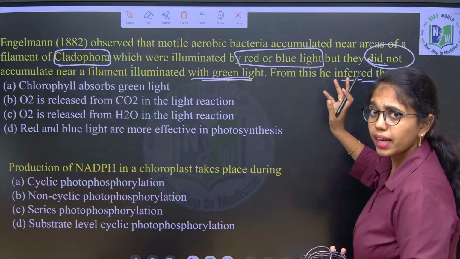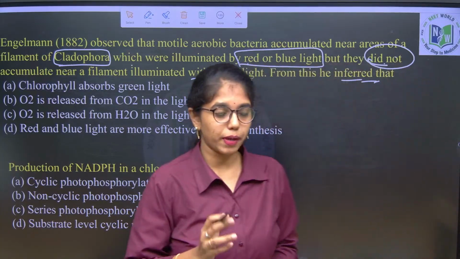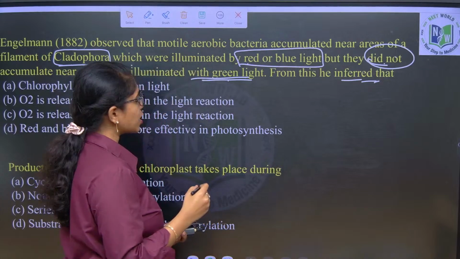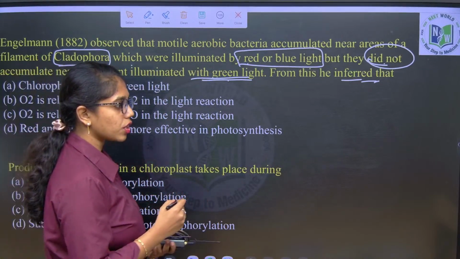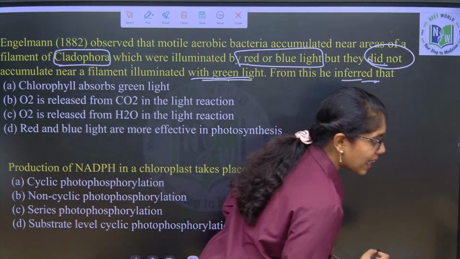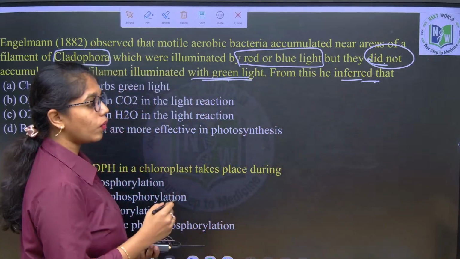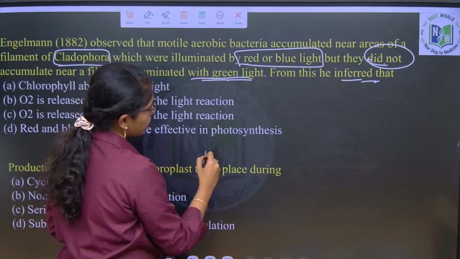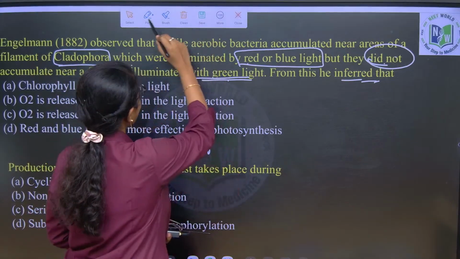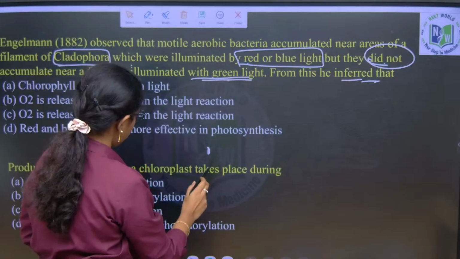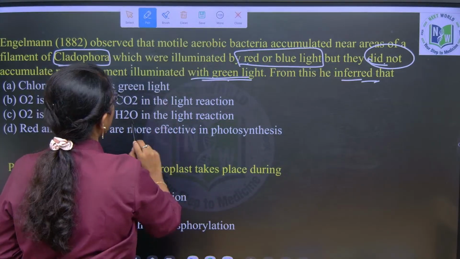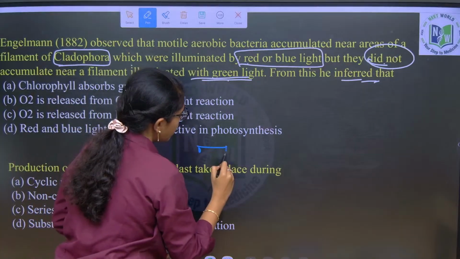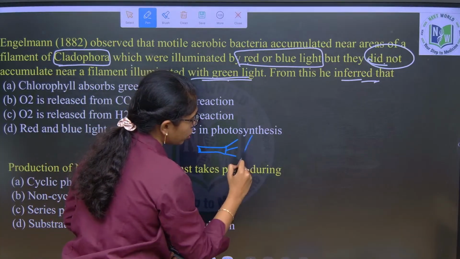Let us quickly recall Engelmann's experiment. What experiment has Engelmann done? Oxygen is released from water in the reaction. No, Subhashita, it is not option C. Look into the question properly. It is stating that first a light is exposed onto a prism.